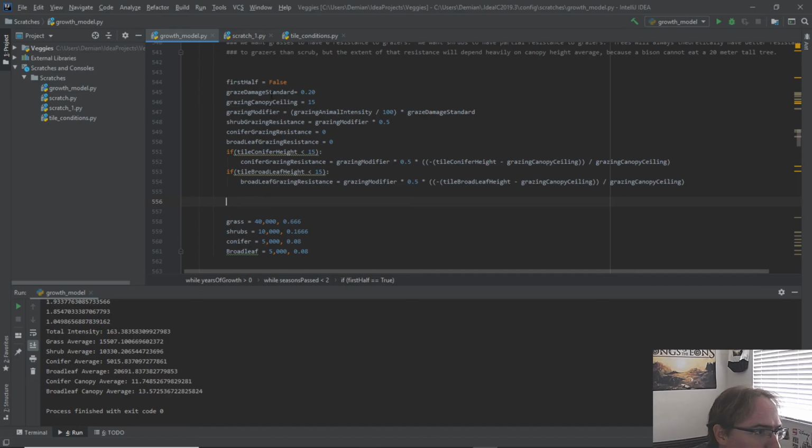Okay, so the grass damage standard is going to be a base value, but then we're going to factor in its exposure. So 0.66 times 0.2. So its total casualties are going to be 0.132 of its original value, right? And so that's going to be times 40,000. Wow, 5820. So that's how many are going to get killed off.